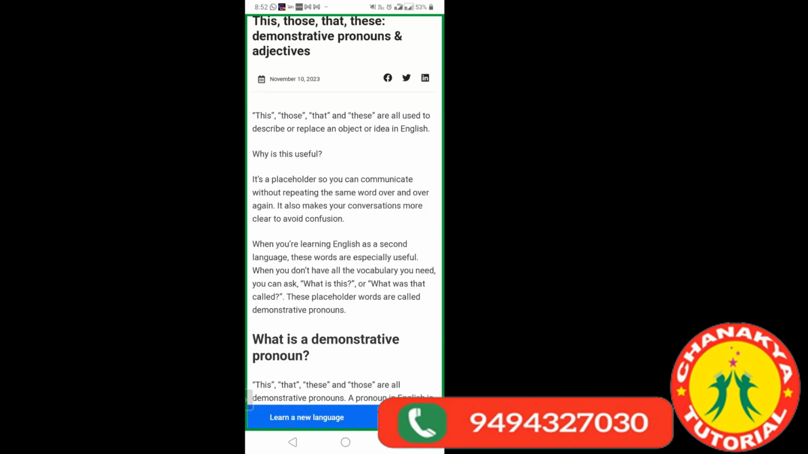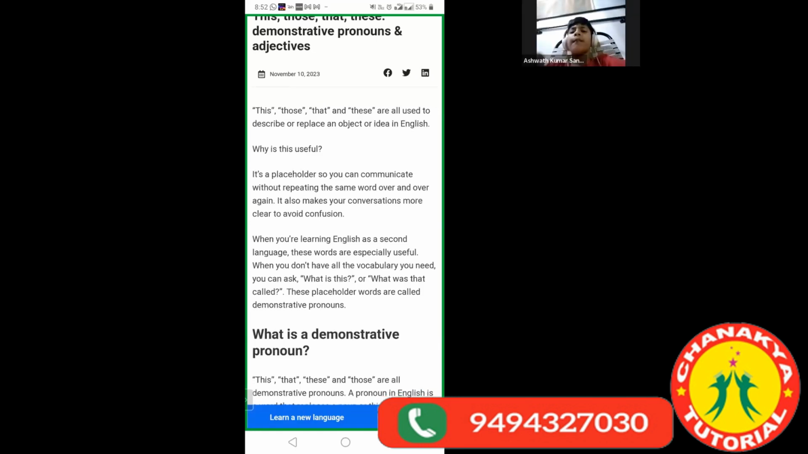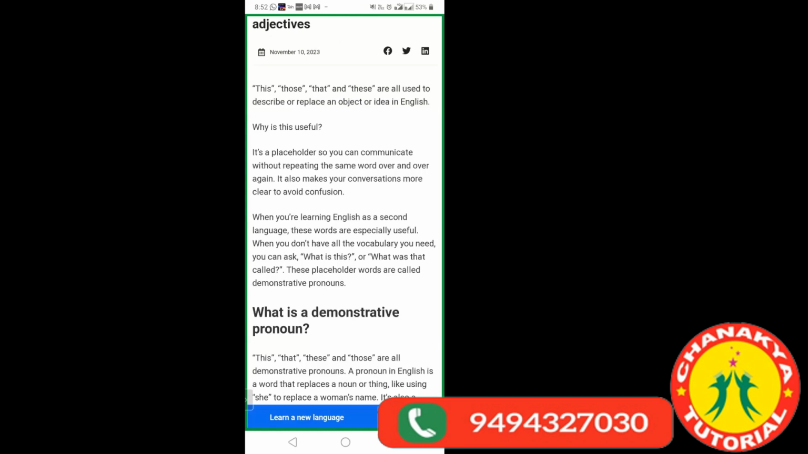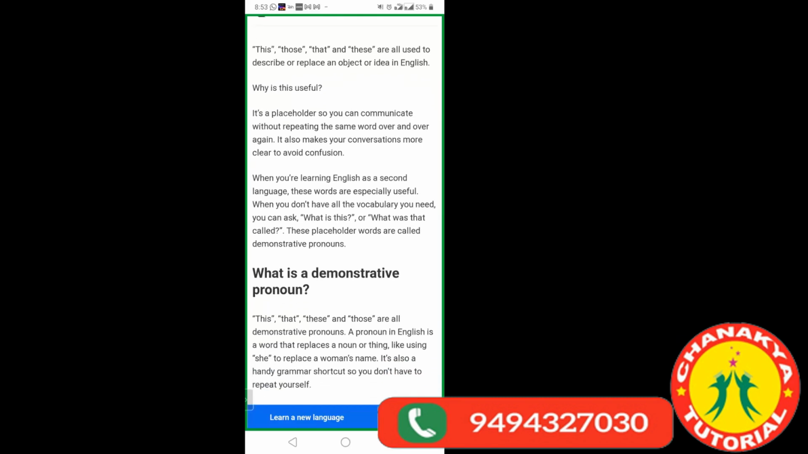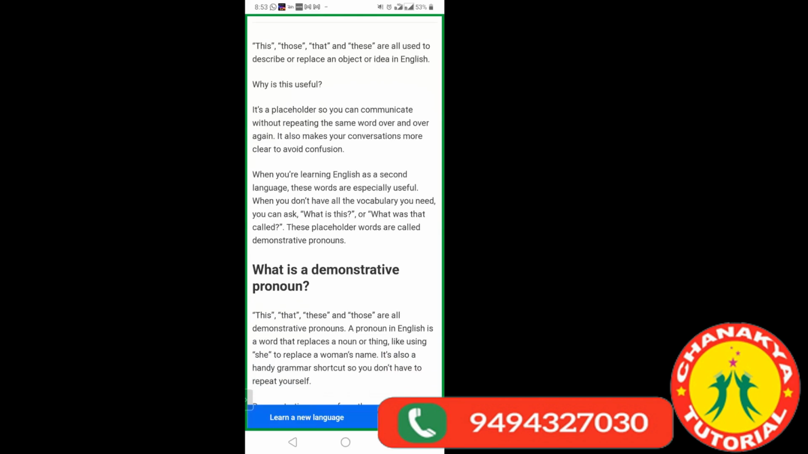Am I audible? Yes, ma'am. Hello? Am I audible, children? Yes, ma'am. Okay. So why is this useful? It is a placeholder, so you can communicate without repeating the same word over. It also makes, instead of using the name again and again, we can use this.